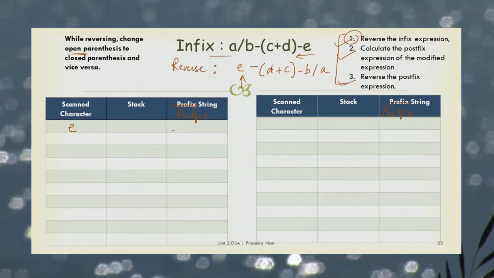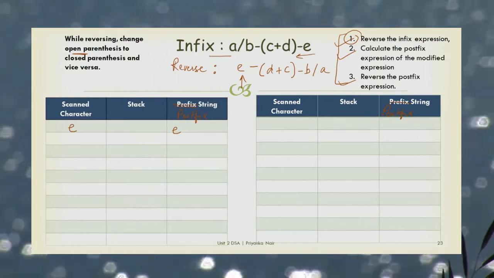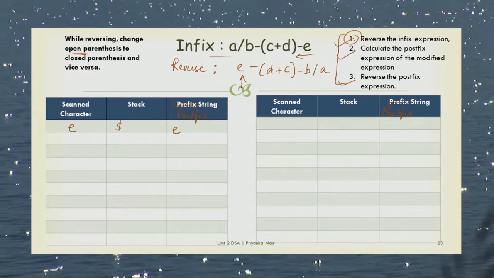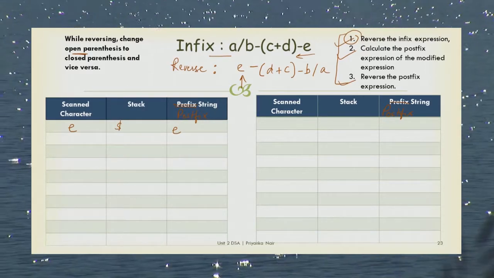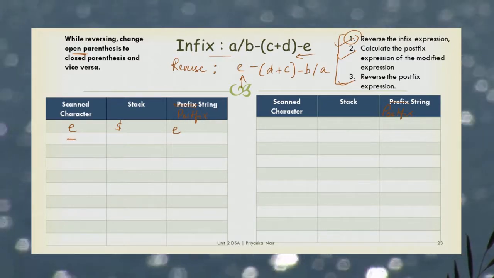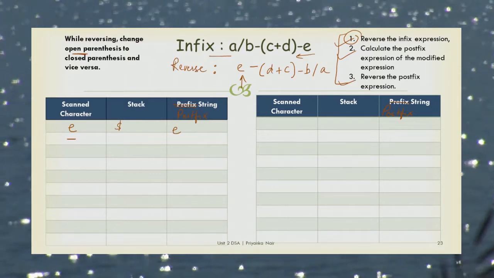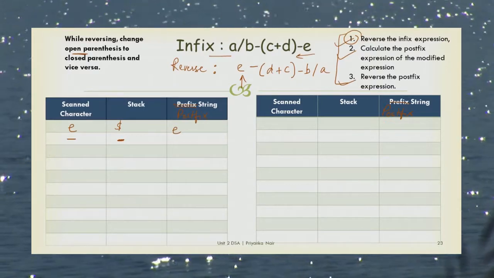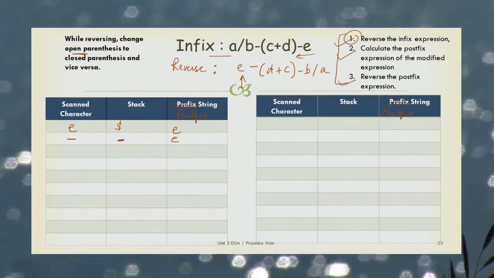So we will be directly pushing it onto the postfix string, and we need to declare the stack as empty, since we do not have anything in the stack. Now moving on to the next part, the next character is minus. Since minus is an operator, we need to push it onto the stack since it is empty. So we will be pushing the operator onto the stack, the postfix string remaining the same.